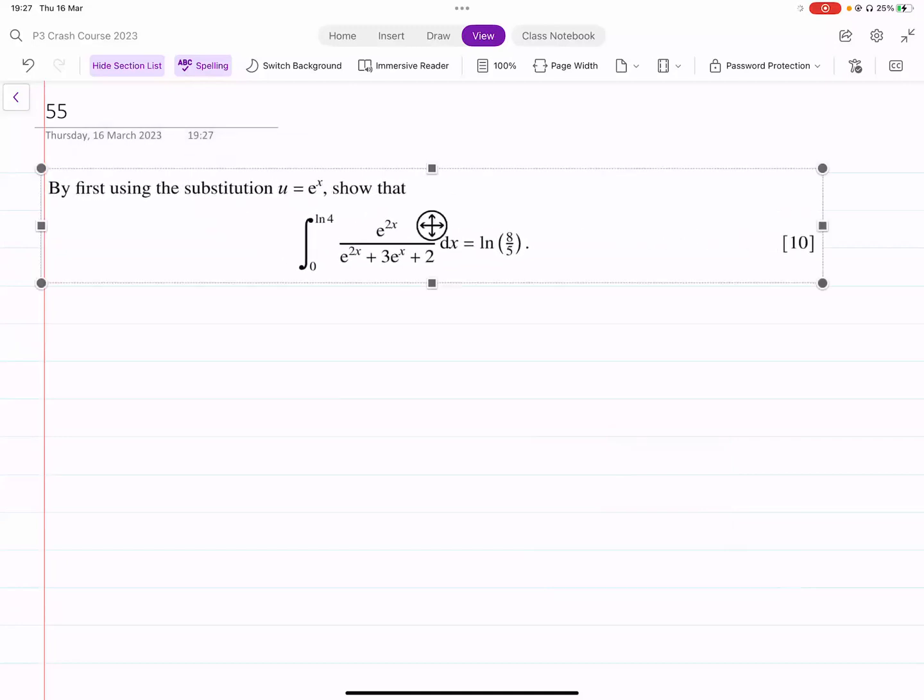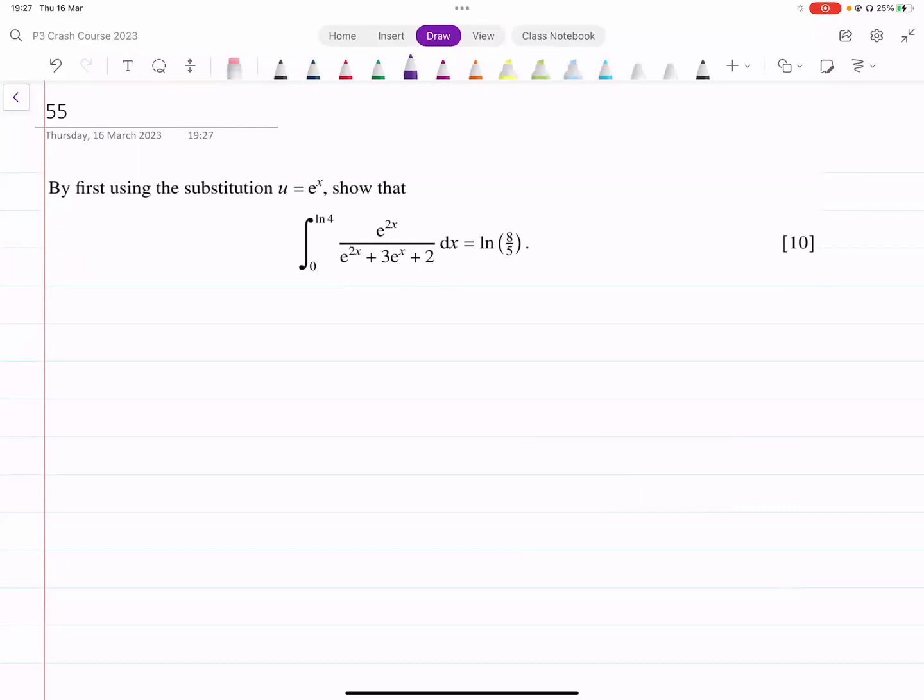All right, so this is what we need to integrate here. It says by first using the substitution u equals e power x, we need to show that this integral equals ln of 8 over 5. Now it's a 10-mark question, so that means it is going to require quite some working. Let's start with this.